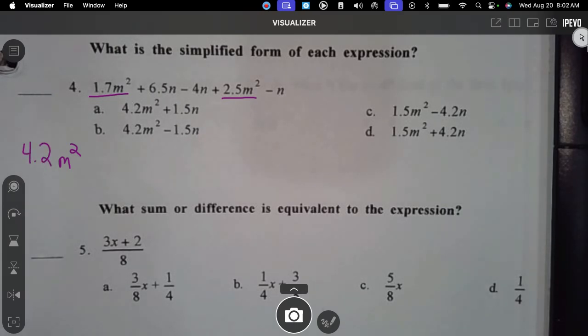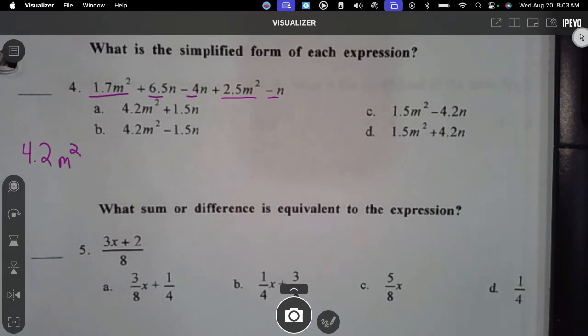Okay, is everybody good with that? Now let's go to the next thing. Let's see. Do I have anything that matches the n? The 4 and the -1. There's several. So in my calculator, I would type in 6.5 minus 4 minus 1. Do y'all understand that? And what is 6.5 minus 4 minus 1?